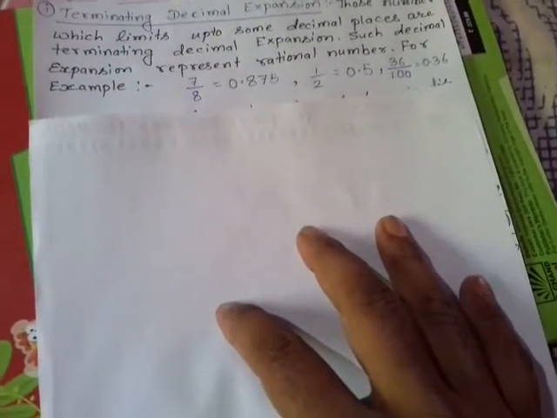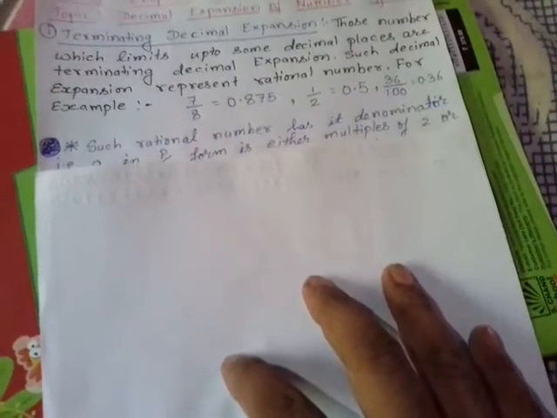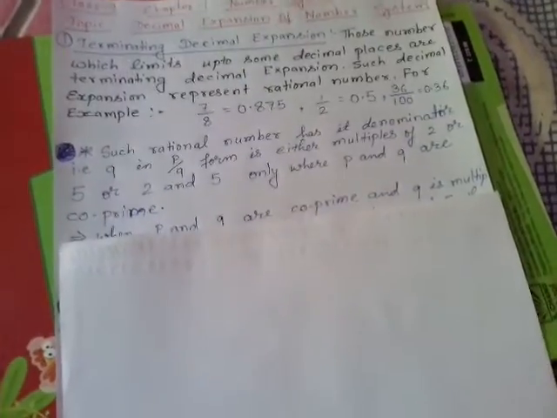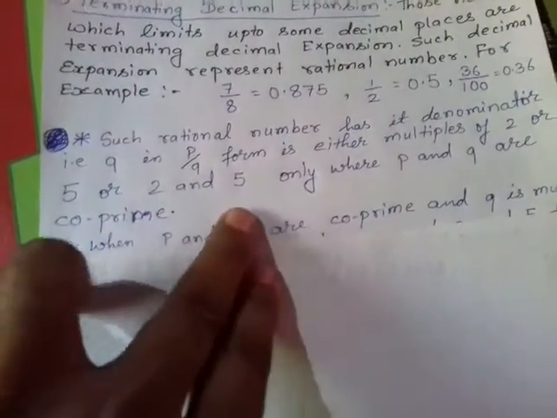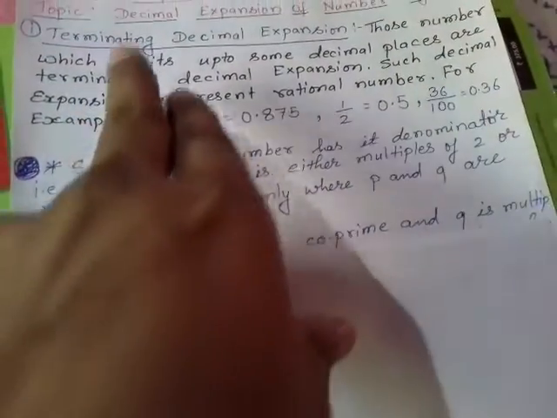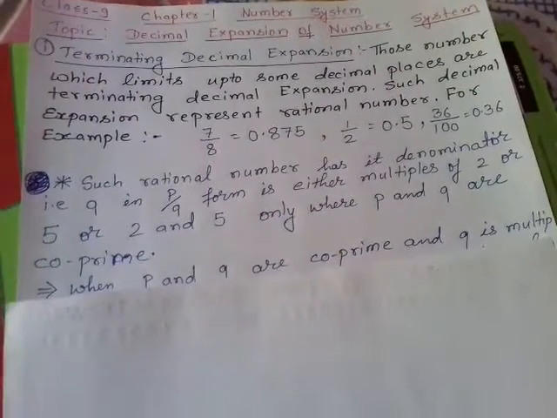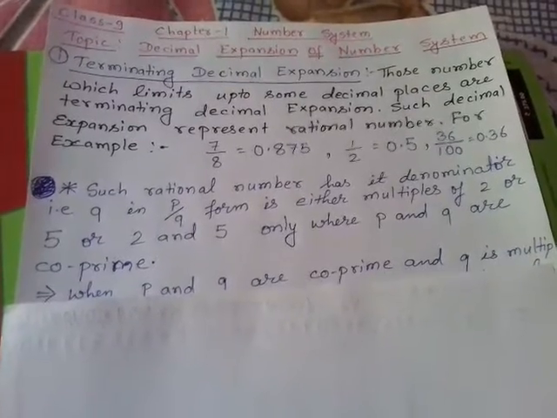As you can see in just example, 1 by 2 is equal to 0.5. 36 by 100, 0.36. And such a rational number has its denominator, that is q. When we are saying rational number, then we are thinking that it should be in the p by q form. So if q is a multiple of 2 or 5, then only the decimal expansion becomes a terminating decimal expansion. If it is other than that, that means it is not a terminating decimal expansion.